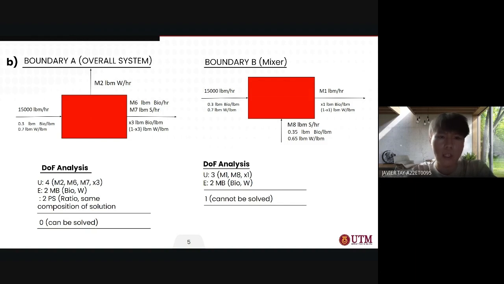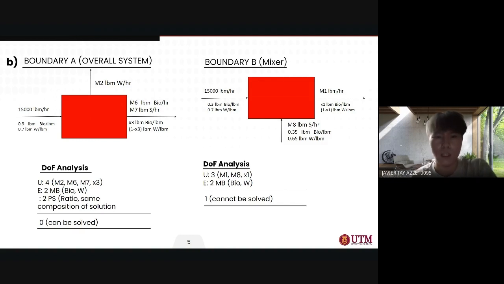So we can see the first one, boundary A, the overall system. We have 4 unknowns, which are M2, M6, M7, and X3. There are only 2 material balances, which are bio, meaning biomass solid, and W, which stands for water. So there are 2 process specs. The first one is the ratio, given by the question, saying that the ratio of fresh biomass solution fed to biomass solid in the filter cake is 4. And the next process spec is that the compositions of the solution are the same.